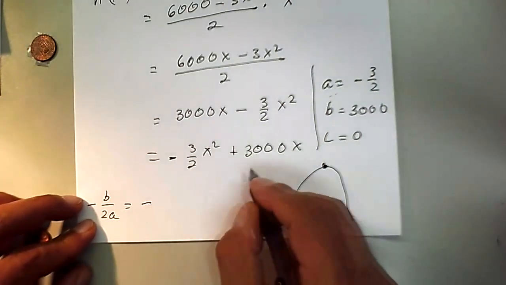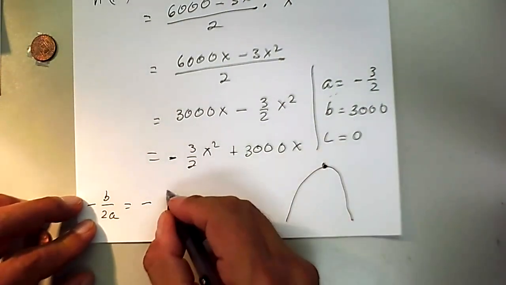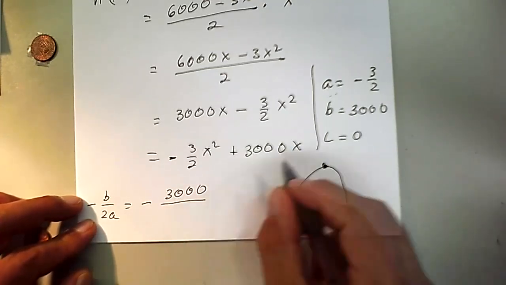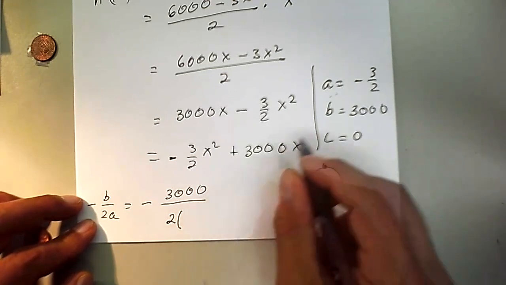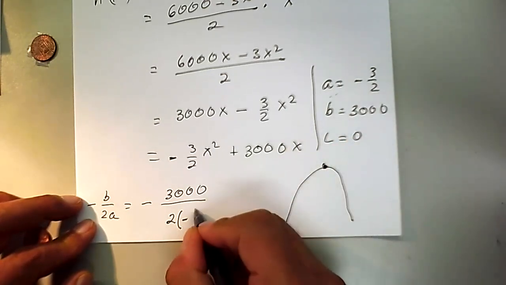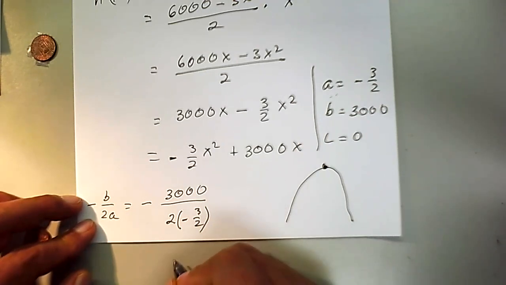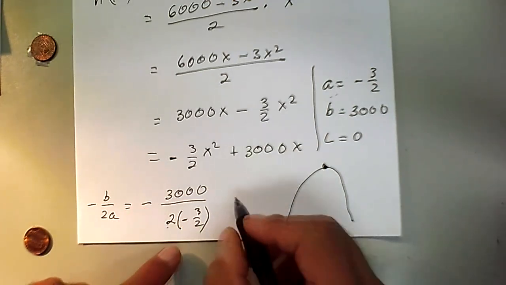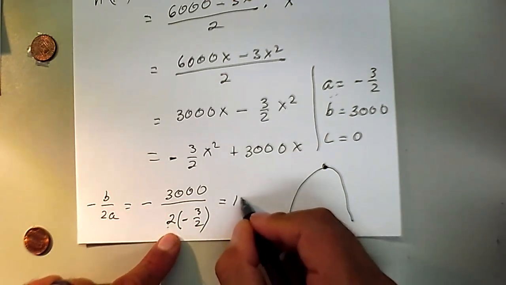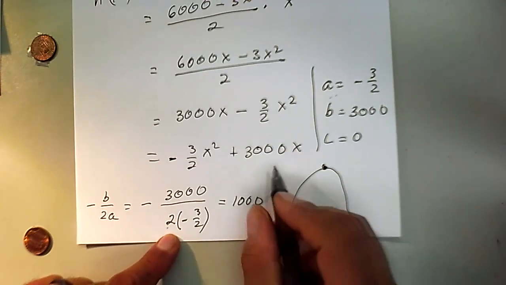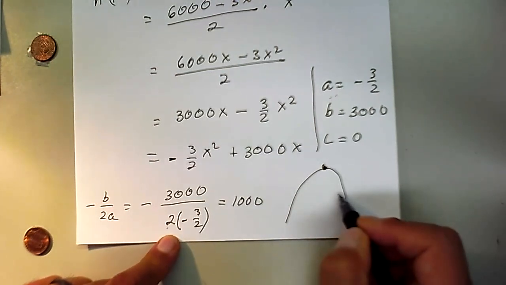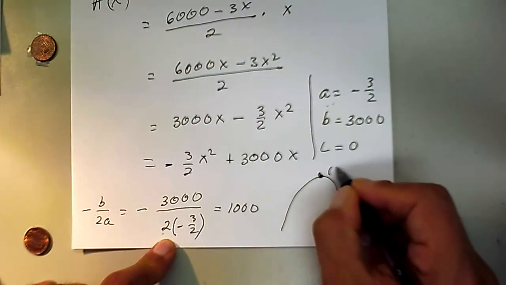So opposite of 3,000 over 2 times a, negative 3 over 2. The 2's cancel, so we're going to end up dividing by 3, and the 2 negatives also cancel out. So we end up with 1,000. So the x value, which is going to maximize the area, is 1,000.